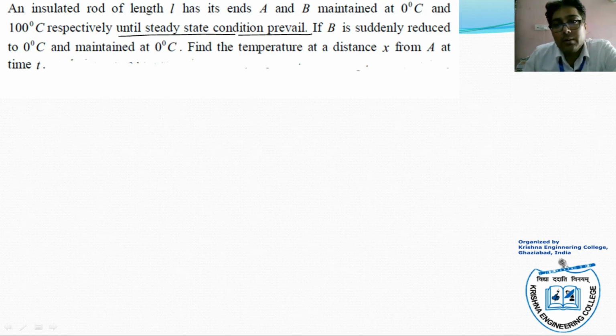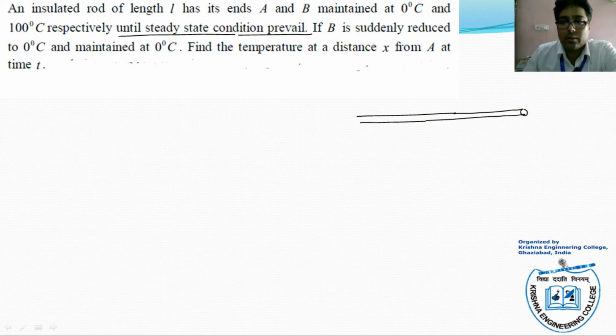Now we draw the diagram of this problem. This is the rod AB. Clear? This end is x equal to 0 and this end is x equal to L, because the length of the rod is L.